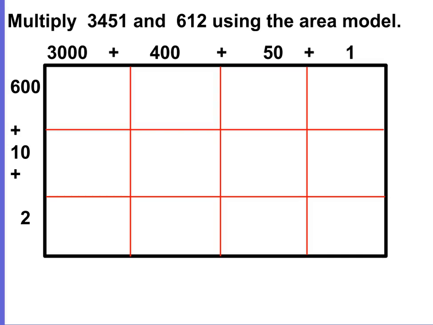Okay, I want you to set up this grid on your binder paper. And then I want you to use the area model to multiply 3,451 by 612. So pause the video here and take about 3 minutes to multiply this out and to come up with your total. Okay, so pause it here, and then we'll check back in about 3 minutes.